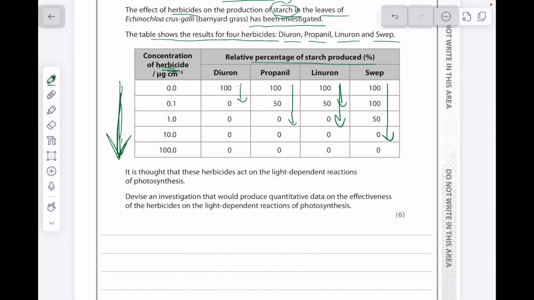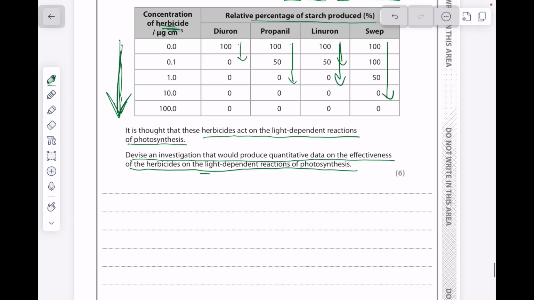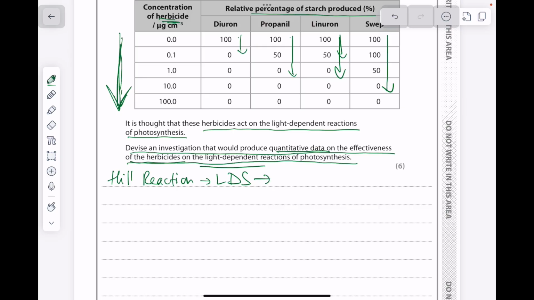Okay, it is thought that these herbicides act on the light-dependent reactions of photosynthesis. Devise an investigation that would produce quantitative data on the effectiveness of the herbicides on the light-dependent reactions of photosynthesis. Okay, so I think this is our Hill reaction core practical, because the Hill reaction is part of the light-dependent stage, and the core practical on photosynthesis measures this aspect of photosynthesis.